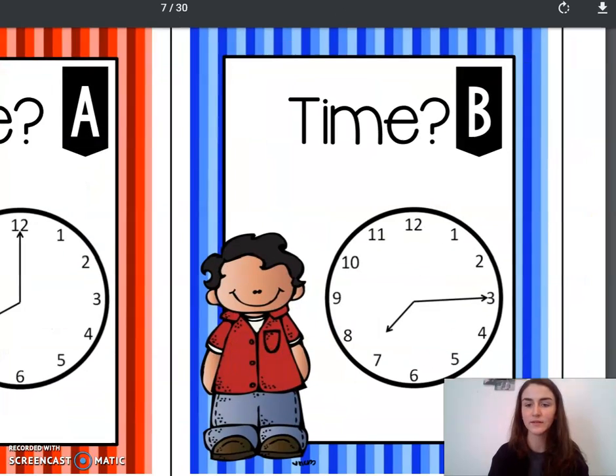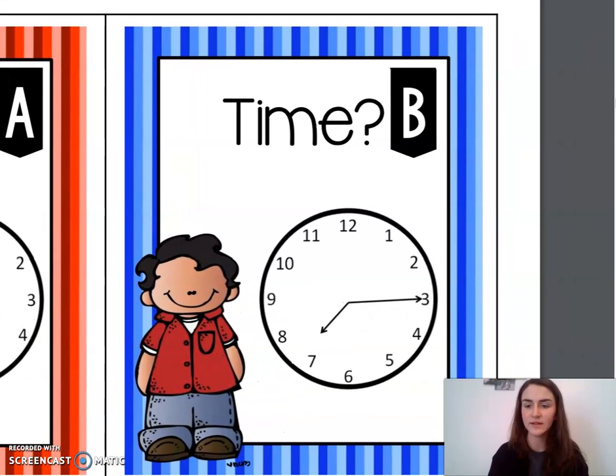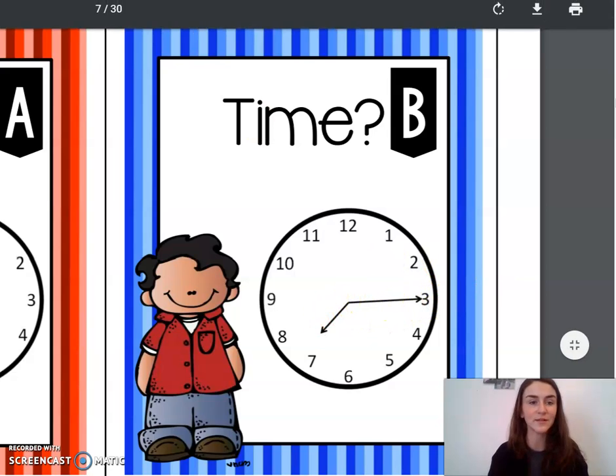All right, for time letter B, let's see, where is our hour hand? Okay, so our hour hand is pointing a little bit between the 7 and the 8. It hasn't reached 8 o'clock yet, so it's 7 something. So let's start here at our 0, and let's count, okay? From 12 to 1 is 5, 10, 15. So it is 7:15 on this clock.